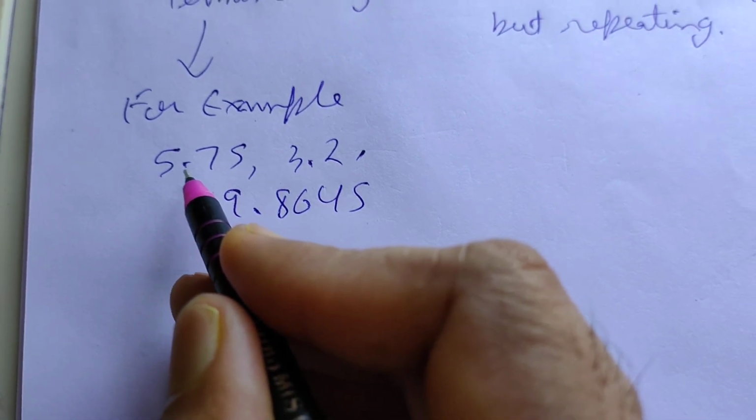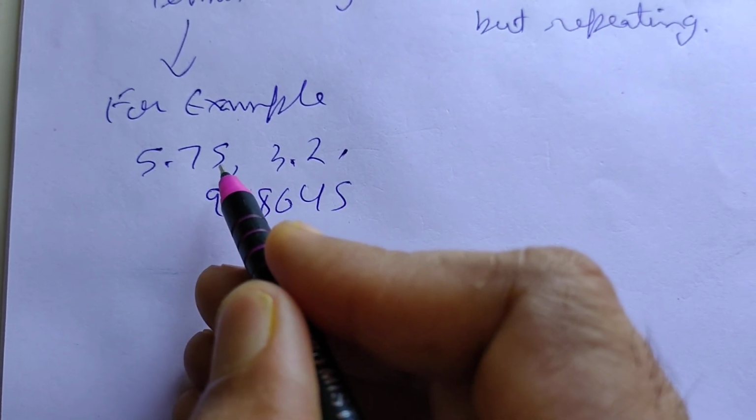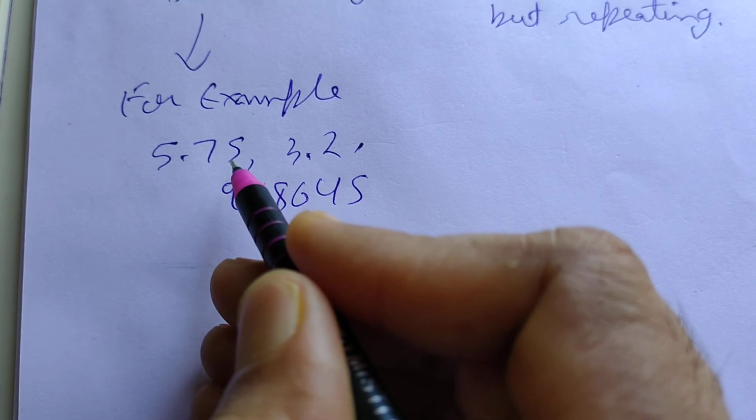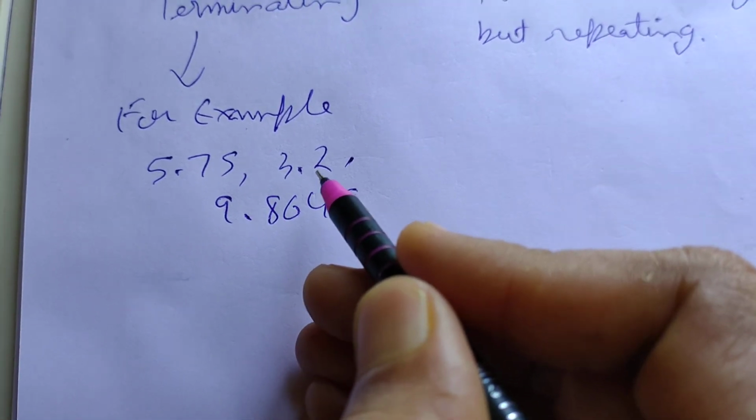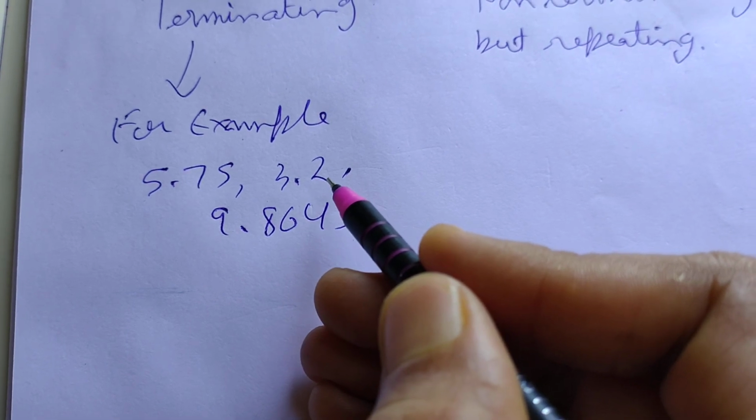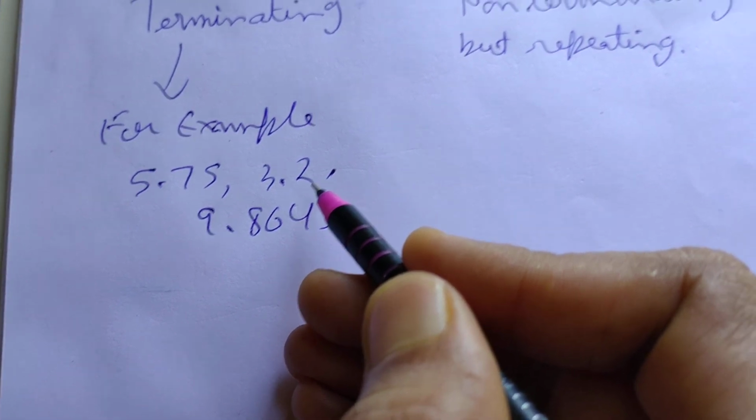Similarly here, 5.75, after this 5, the division is complete. Similarly 3.2, so the decimal expansion terminates after the number 2.